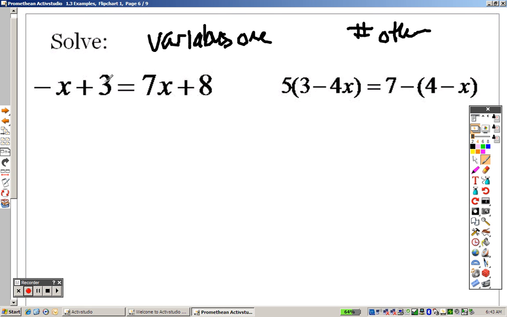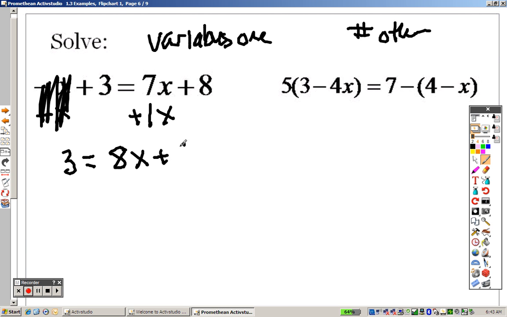So here's what I'm going to do. I'm going to try to make the variable positive. Since this is a negative x, I'm going to add x to both sides. And by that I mean it's a 1x. So that's gone. So I have 3 equals 7 plus 1 is 8x plus 8.